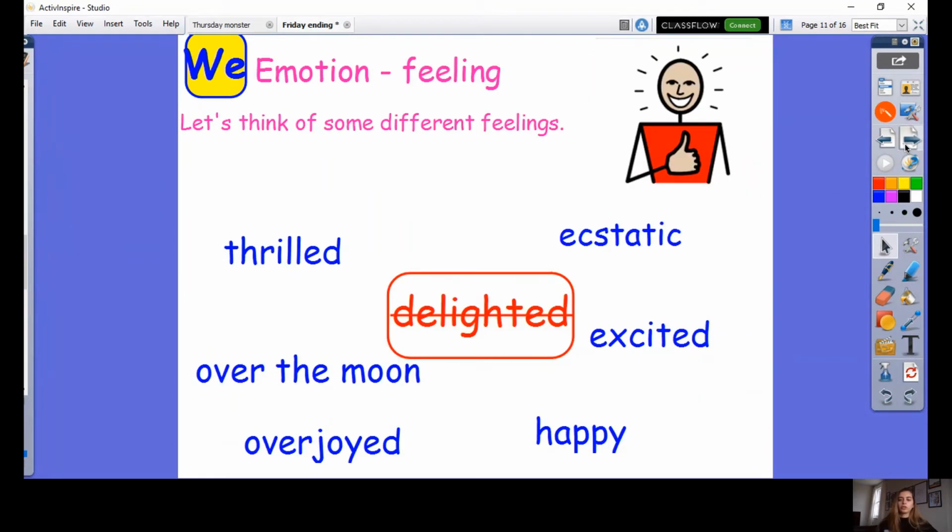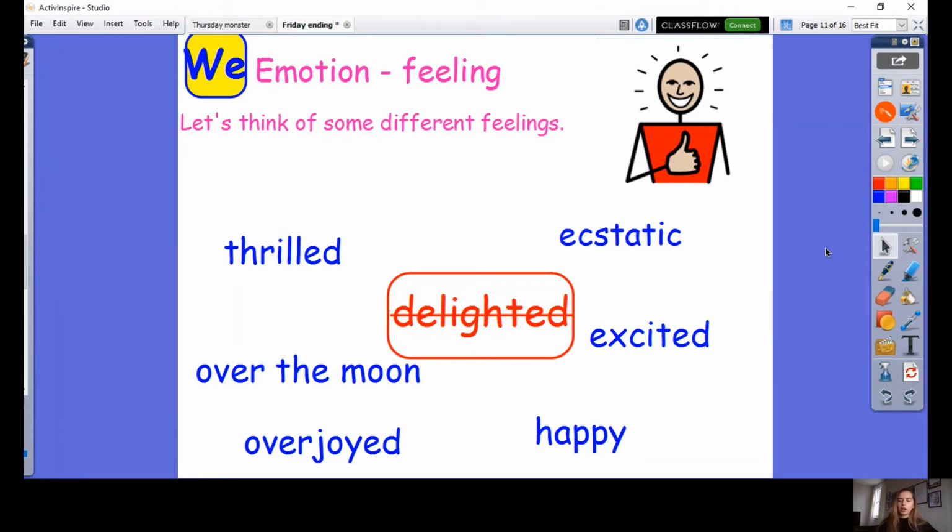Now we're going to move on to the next thing we're going to change. We are going to change the emotion that Jack and his mum are feeling in our story. Jack and his mum were delighted. They were very happy because they were rich, but we are going to change our word delighted. Now, as you can see, delighted has ED because it is past tense. So most of your words that you are going to create will need an ED on the end to be past tense, but some of them might not.